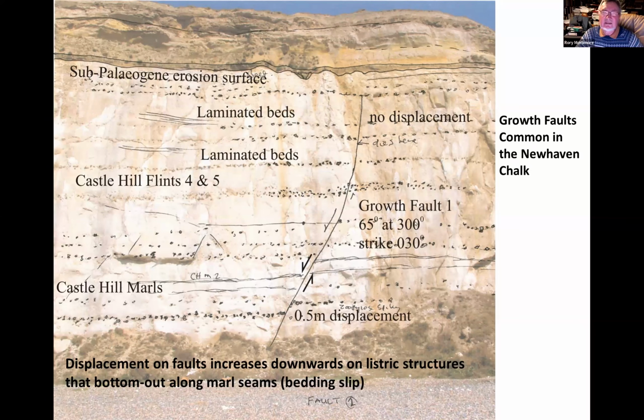And what about growth faults? You can see this fault up here has no displacement between those two flint bands. And the displacement, if you look down, increases as you go down from a few centimeters up here to half a meter here and progressively down. And there's a whole series of growth faults in this rock mass in the Newhaven Cliffs as well. So growth faults actually are quite common, but in particular formations.